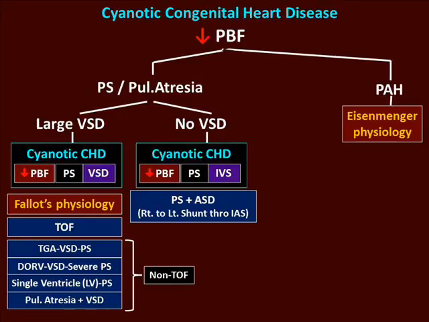Cyanosis with decreased pulmonary blood flow occurs late in large left to right shunt lesions. Because of chronically increased pulmonary blood flow, it leads to pulmonary vascular obstructive disease and hence severe pulmonary arterial hypertension. This PAH reverses the initial left to right shunt into a right to left shunt, producing therefore finally decreased pulmonary blood flow and cyanosis, which is referred to as Eisenmenger physiology.